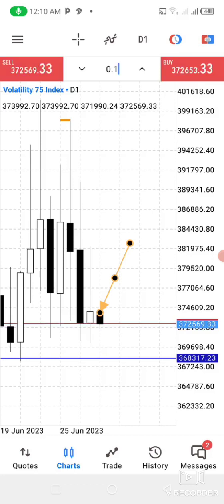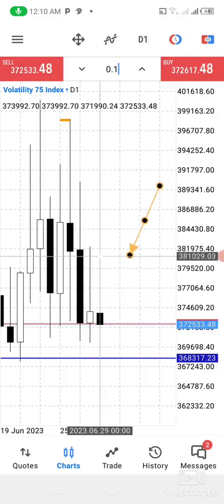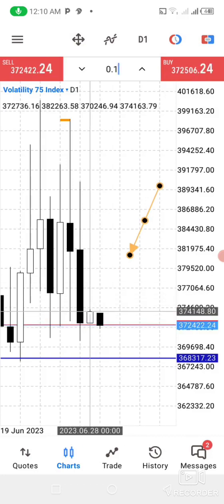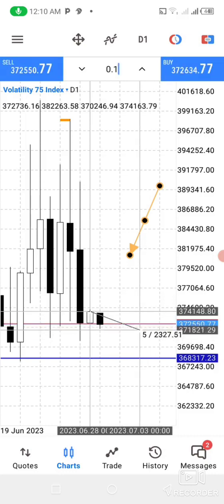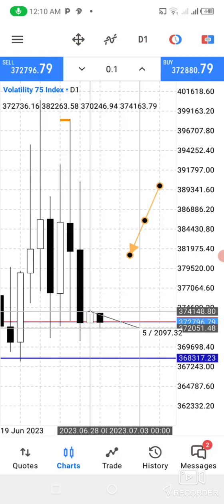You can imagine you did this at this open price, then you did this at this open price, then by now you should have got around over 2,000 pips. Then you should have made good money. Okay, so this is about candlestick now.